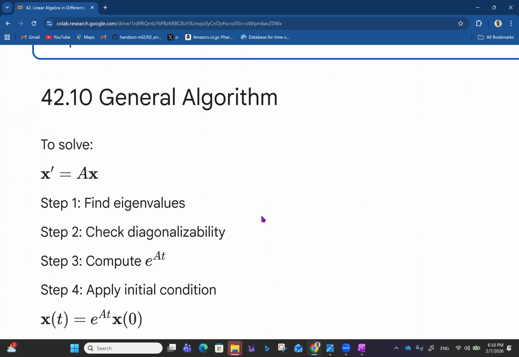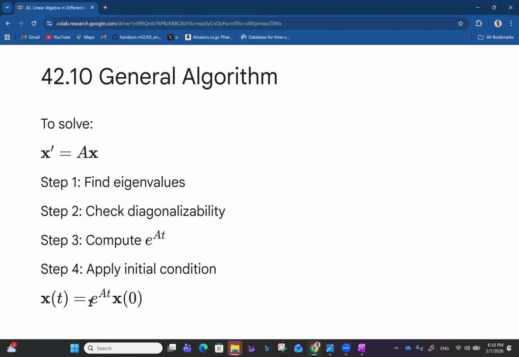So then we have the general algorithm. To solve x prime equals Ax, what's the first thing you do? You find the eigenvalues of A. Then two, you check diagonalizability. Then three, you compute e raised to the power At. Four, you apply the initial condition, and then you get x of t to be e raised to the power At multiplied by x of 0.